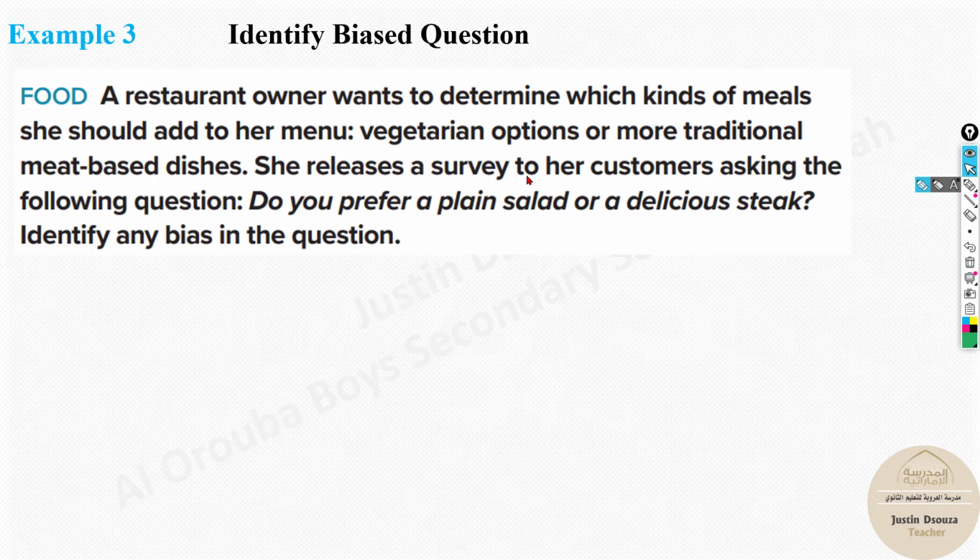So she releases a survey to her customers asking the following question. She's asking the customers of the restaurant, do you prefer a plain salad or a delicious steak? Identify any bias in this question. Now look at this question. This is very opinionated.